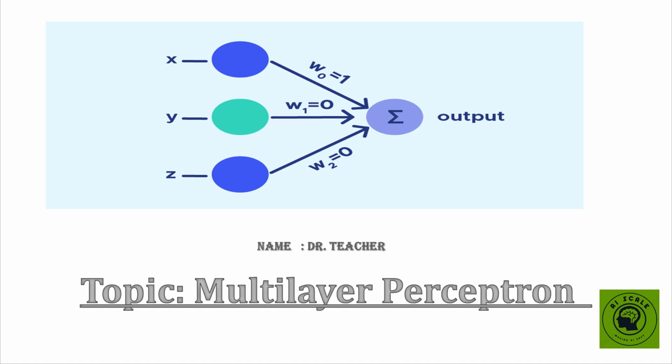Basically, if we go with a perceptron-based neural network, it can solve linear functionality. And then there comes a multi-layer perceptron that introduces non-linearity within the network. So this is AI skills, and let's dive deep into multi-layer perceptron.